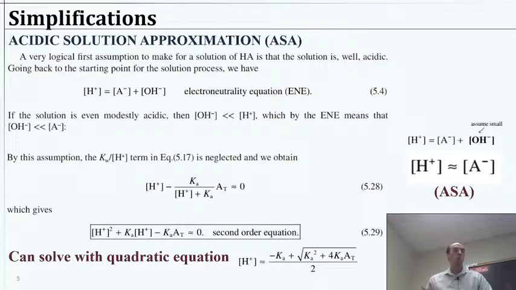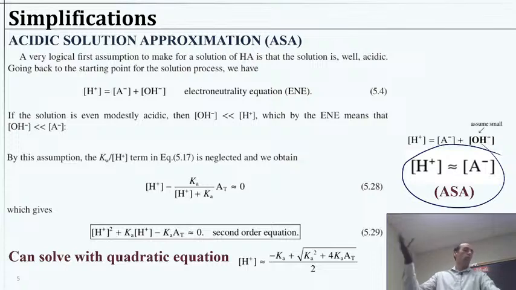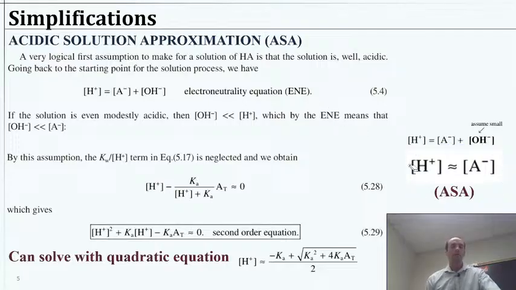So when does that happen? How does it help? Let's take a look. If it's even mildly acidic, OH minus becomes much less than H plus. And according to the electroneutrality equation, that essentially gives us H plus is equal to A minus. Okay, that becomes a very nice relationship that we can then use. And of course, this is rather specific conditions that we can use this.